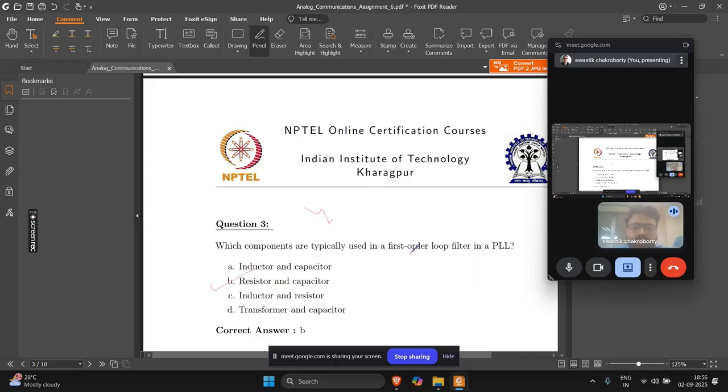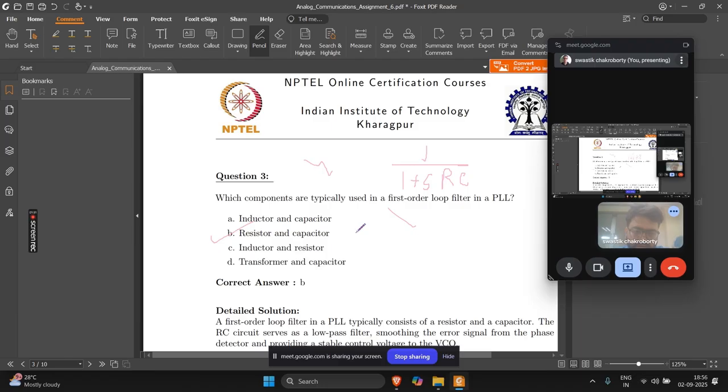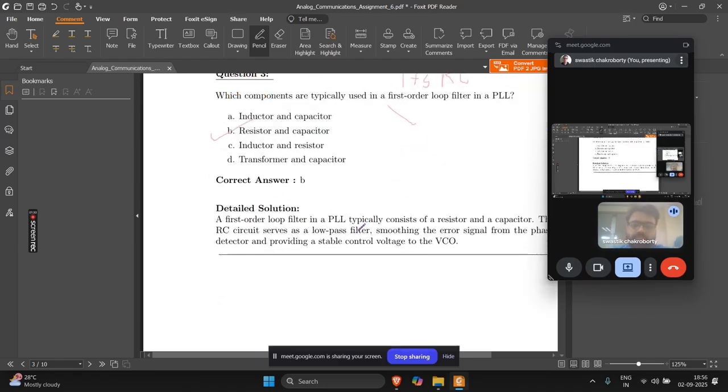For a first order filter, the filter transfer function will be 1 by 1 plus SRC. So this is the first order filter, and it is a low pass filter. It is one resistor, one capacitor, like this. This voltage is V out, and this voltage is V in.